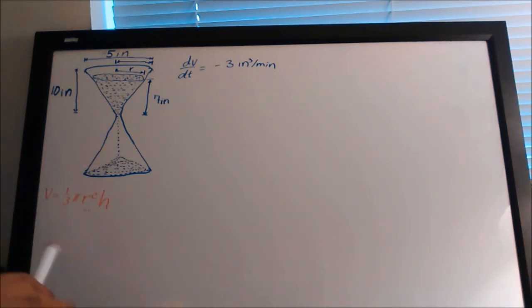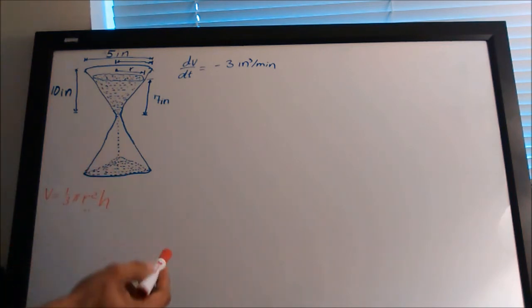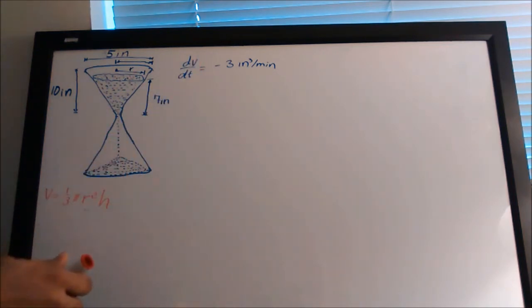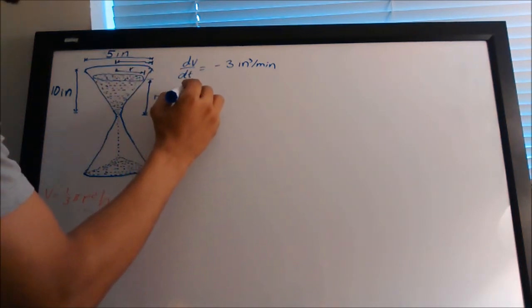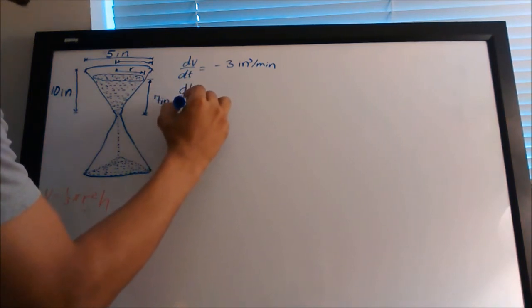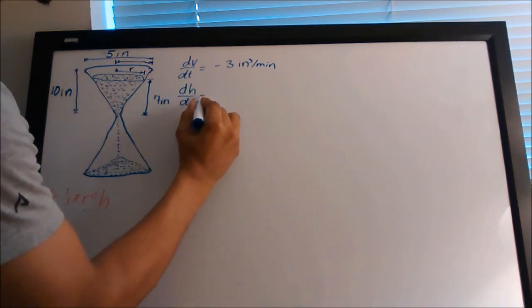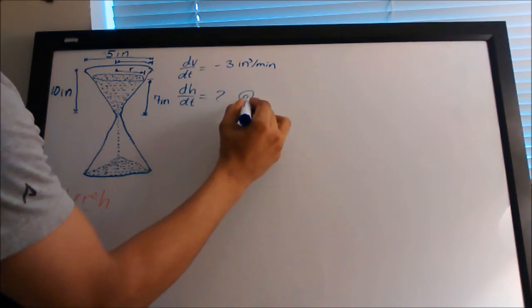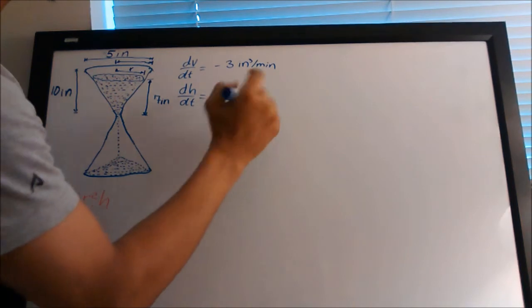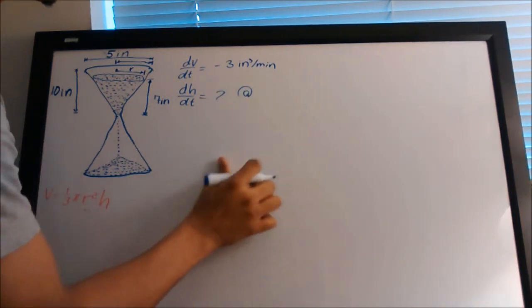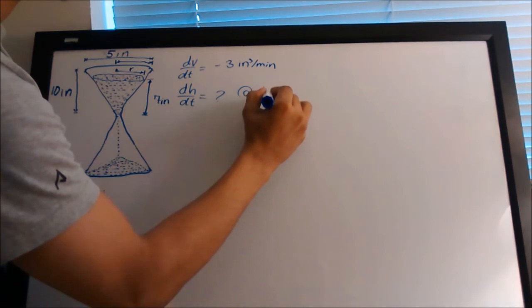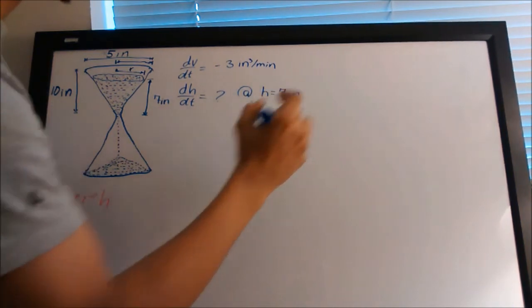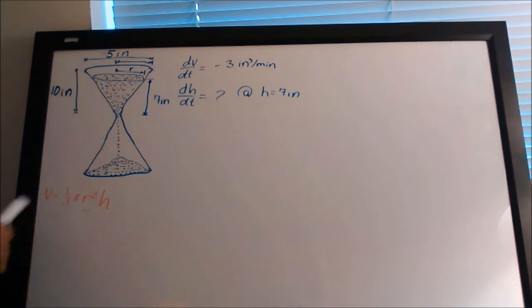Now, this equation has three variables: volume, radius, and height, and we only have information about the volume, and we're looking for the height. Okay, so let me write here what we're looking for. We're looking for the rate of change of the height with respect to time, dh over dt, when the height is exactly 7 inches.